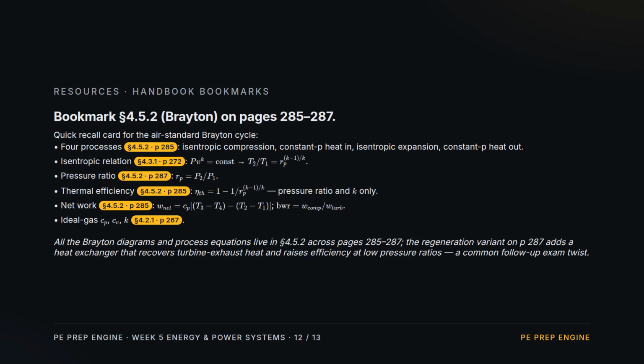Bookmark the Brayton pages. The 4 processes: isentropic compression, constant pressure heat in; isentropic expansion, constant pressure heat out; the isentropic relation that turns the pressure ratio into a temperature ratio; the pressure ratio definition; the thermal efficiency, pressure ratio and the specific heat ratio only; the net work and back work ratio; and the ideal gas specific heats. Note the regeneration variant adds a heat exchanger that recovers exhaust heat and lifts efficiency at low pressure ratios. A common follow-up twist.